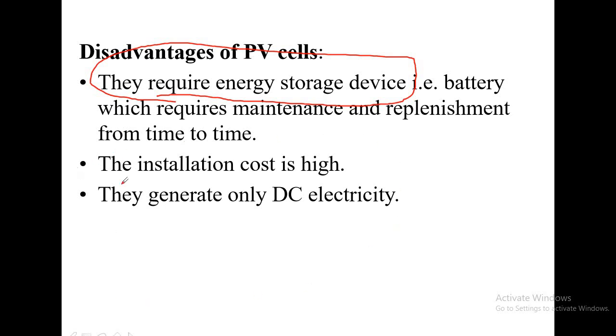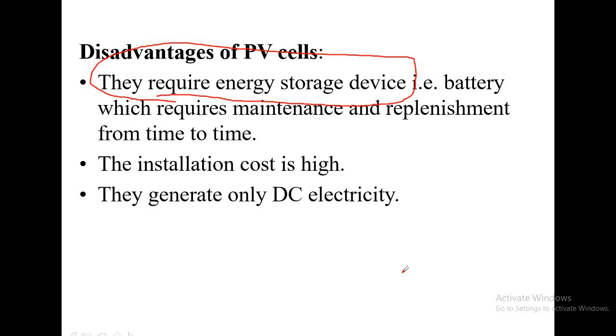The installation cost is high. The initial installation cost of PV cell devices is very high, but once installed, they can be used for a long time. They generate only DC electricity.